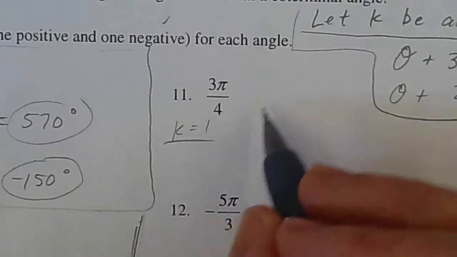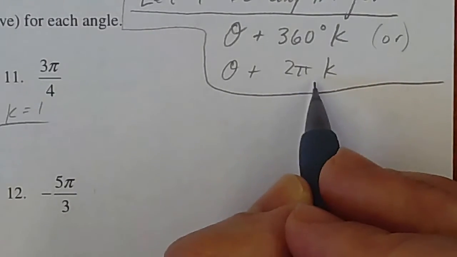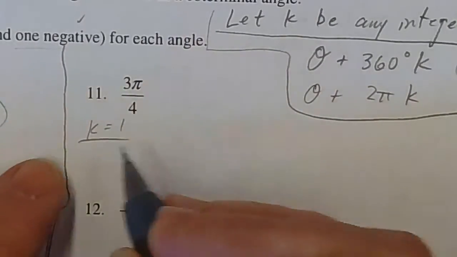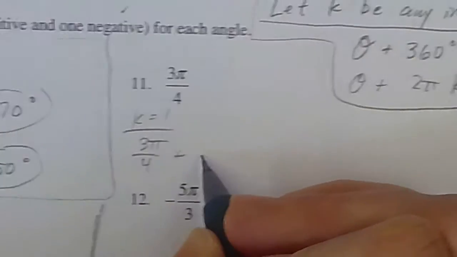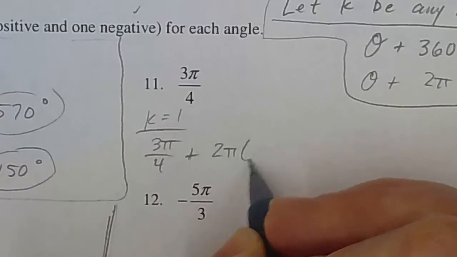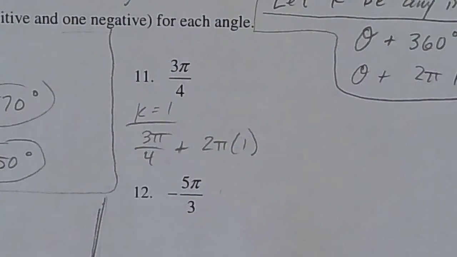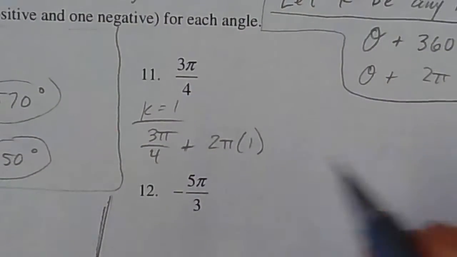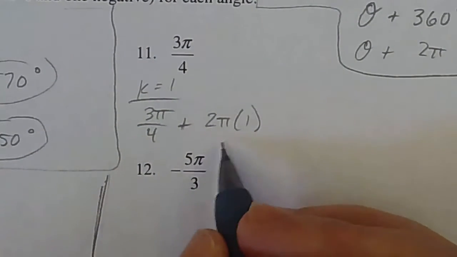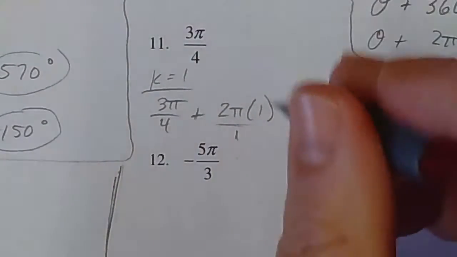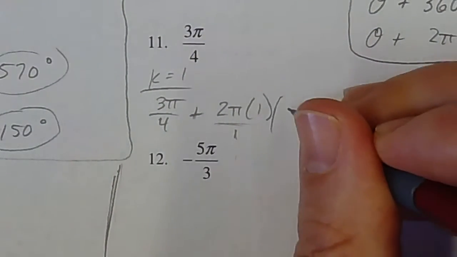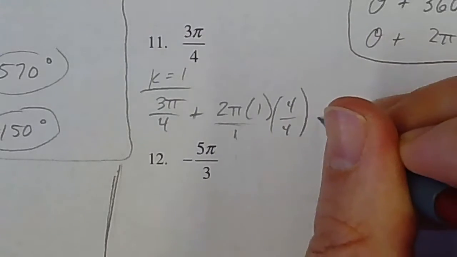Okay, so I'm still using the same format, theta plus 2 pi k now. So theta is my 3 pi over 4. So I have 3 pi over 4 plus 1 rotation, so that's 2 pi times 1. Okay, don't freak out. We can handle this. All we need is a simple common denominator that you've been doing for years. 2 pi times 1 obviously is 2 pi. I don't think I need to rewrite it just to clean that up. So this has a denominator of 1 right now. So to get a common denominator, we just need to multiply this by 4 over 4 to get this expression.